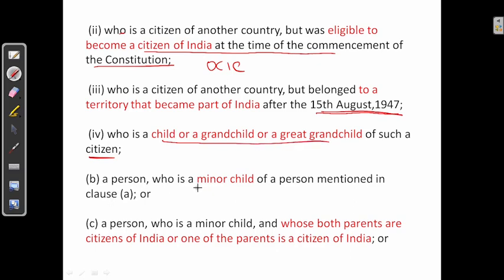Okay. Next, a person who is a minor child of the person mentioned in clause A. Next, a person who is a minor child and whose both parents are citizens of India or one of the parents is a citizen of India.